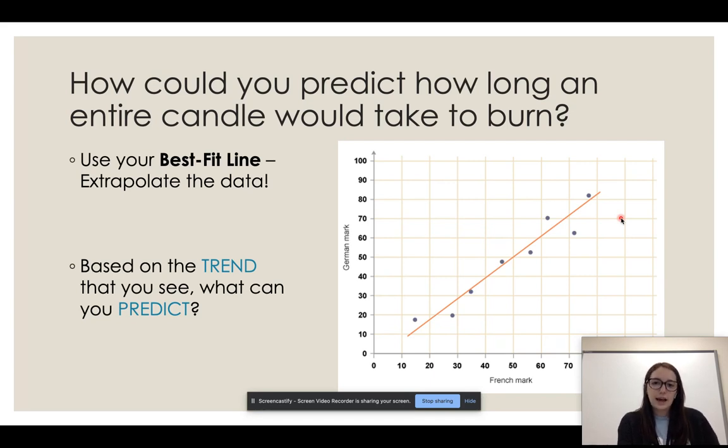So when I see that, I want you to ask, based on the trend that you see, what can you predict? Typically what we would notice is that the longer our candle burns, the less mass it would have. You'd start with your starting mass, take the data, make your best fit line, and then you could say, oh, it takes 30 hours for this candle to no longer burn. That's an example, a rough estimate.